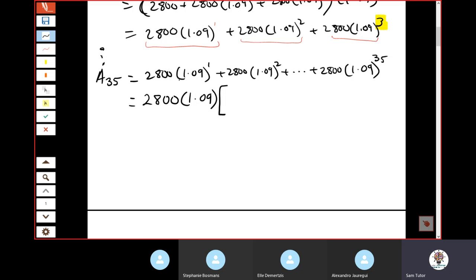And then what you're left with, if you can see this, if I factorize this out, I'll be left with 1 plus 1.09 to the power of 1, plus 1.09 to the power of 2, plus and so on, up to plus 1.09 to the power of 34, because 34 plus the 1 will get me back to 35.